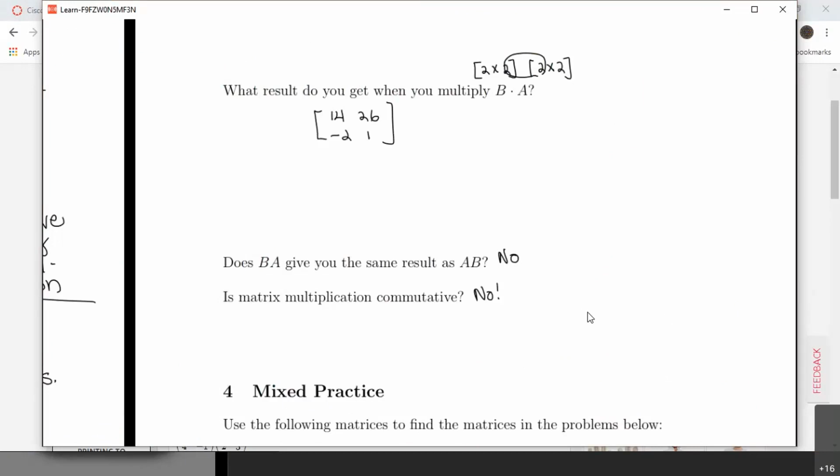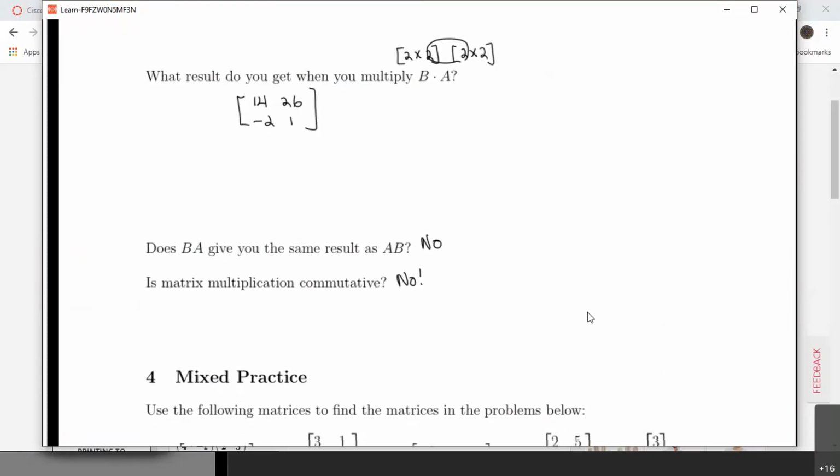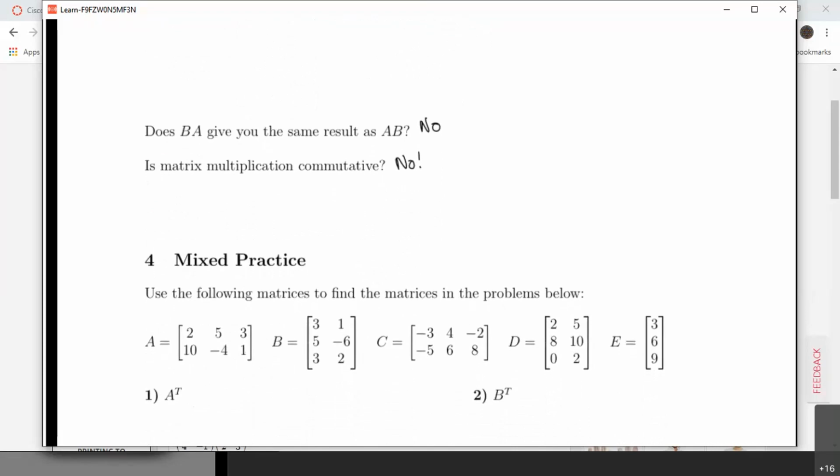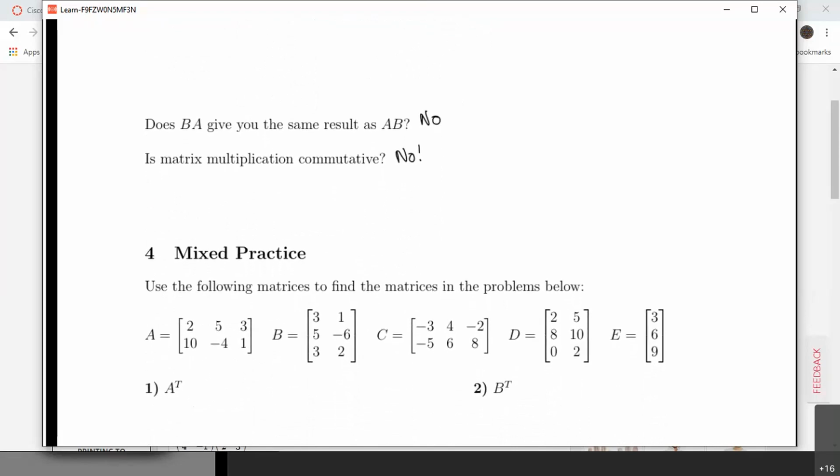Okay, so there's two things you've got to worry about with commutativity. One is the size of the matrix. It may make it impossible to multiply it in the other order. And the second thing is, well, you're going to get a different answer because the stuff is in a different order in the matrix.